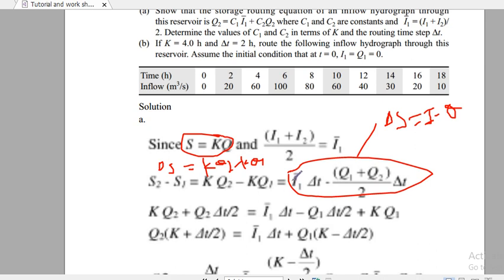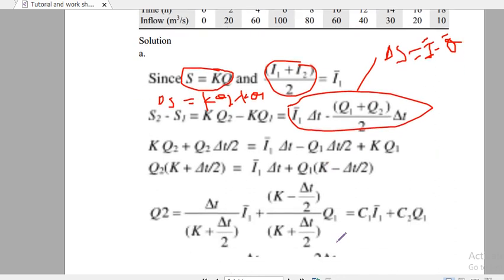I bar means it is average, and Q bar is the outflow average. So it is the inflow average and the outflow average from the river reach. Then by rearranging, collecting the common terms, Q2 plus Q2 change in T over 2 is equal to I bar change in T minus Q1 change in T over 2 plus Q1. Then Q2 times K plus change in T over 2 is equal to this value.